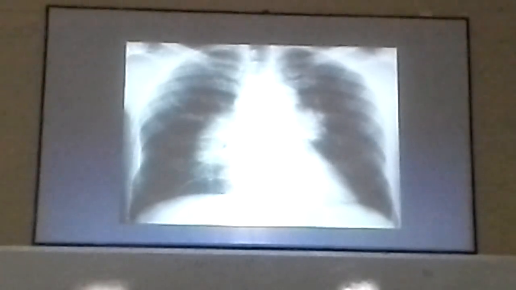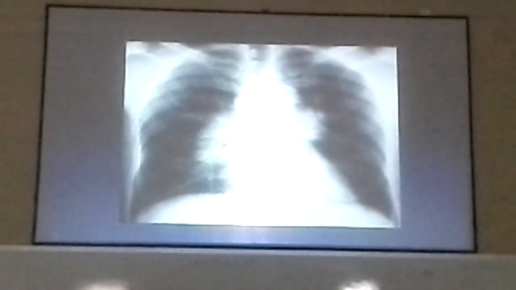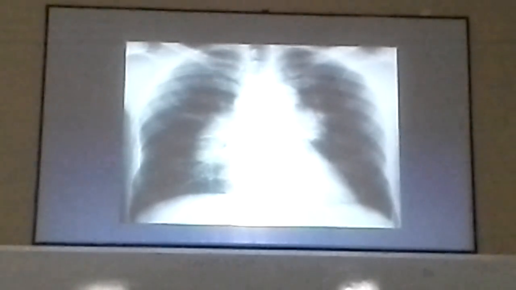Yes? Diagnosis, just bilateral hilar enlargement. There are many causes of hilar enlargement. If you write hilar enlargement, it will be correct. If you write lymphoma, it will be correct. If you write sarcoidosis, it will be correct. Because all of them give similar kind of appearances on X-ray. Clinically, you have to differentiate these diagnoses. Doctor.